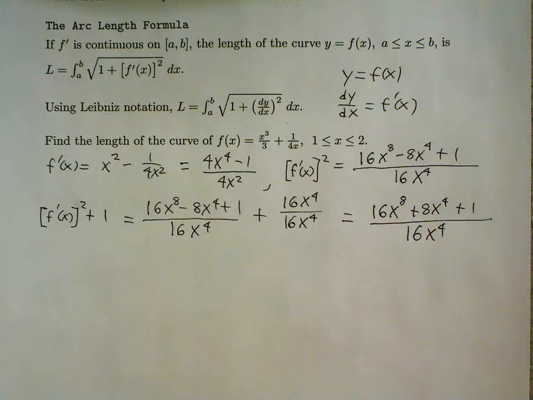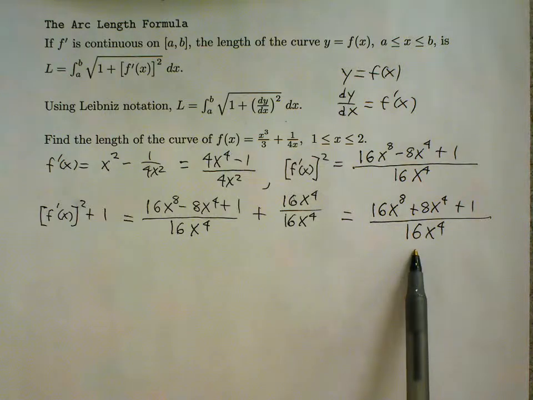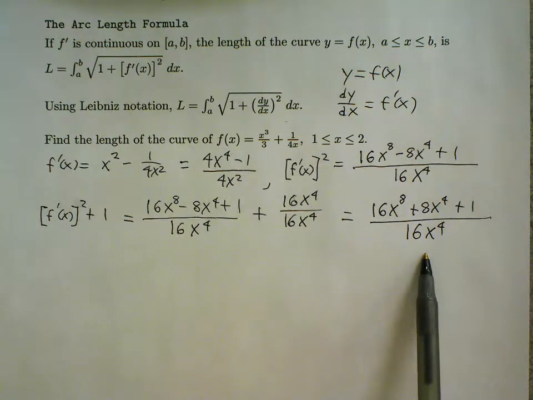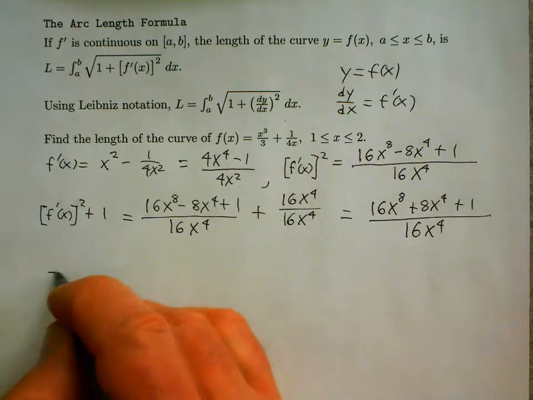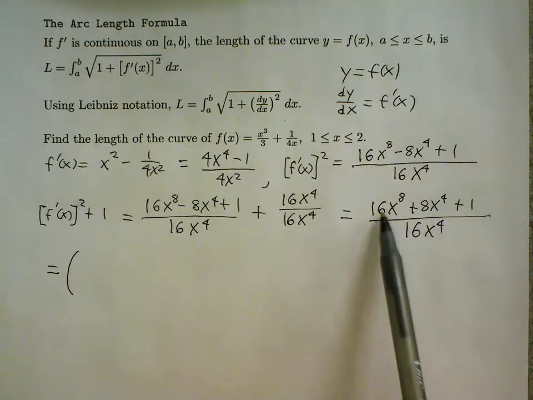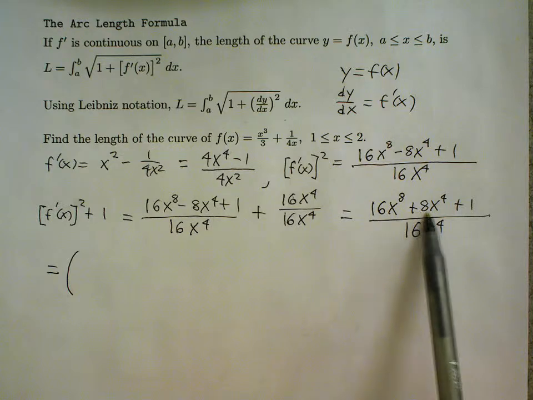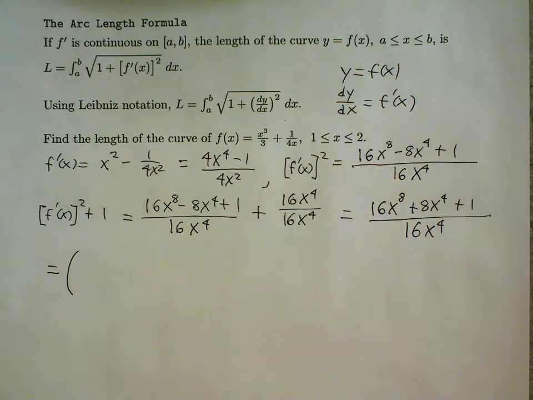Since we have to put it inside the square root, well, it has a nice feature for being inside of a square root. The numerator is a perfect square, and so is the denominator. So I'll go ahead and write this as a quantity squared. The numerator is 16x to the eighth plus 8x to the fourth plus 1. That's the same as 4x to the fourth plus 1 quantity squared.